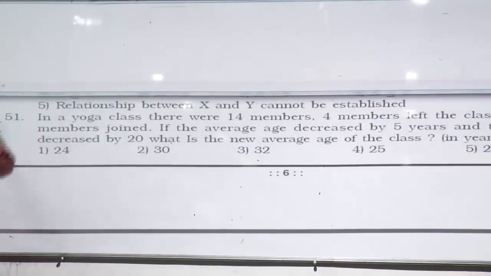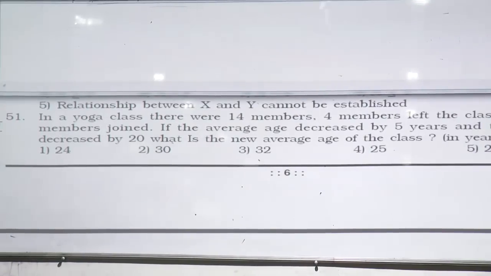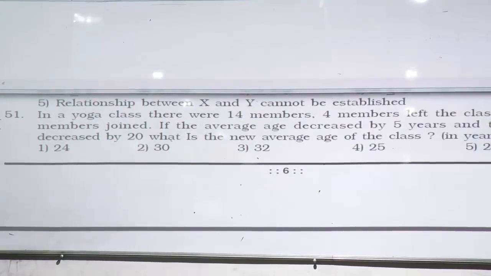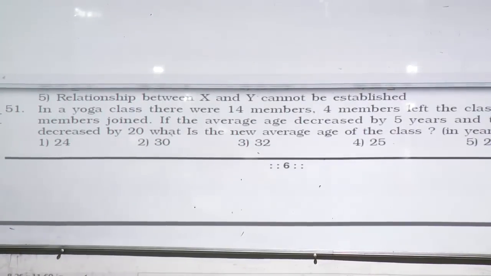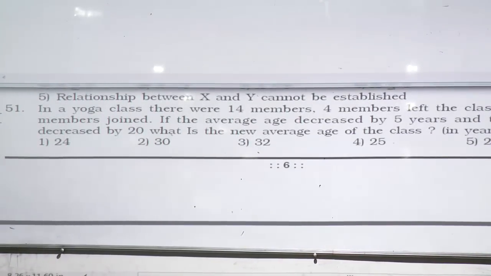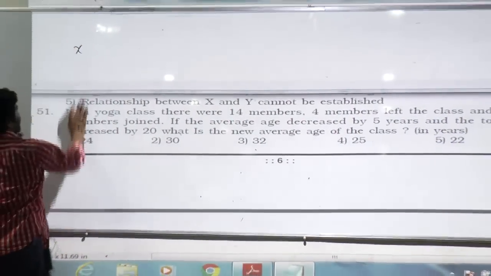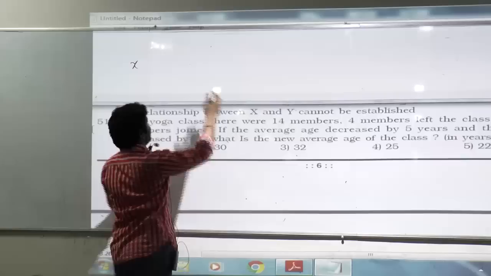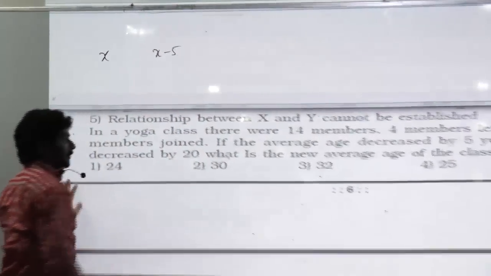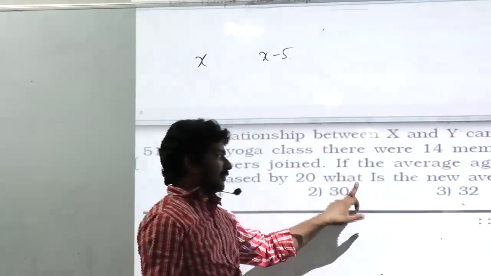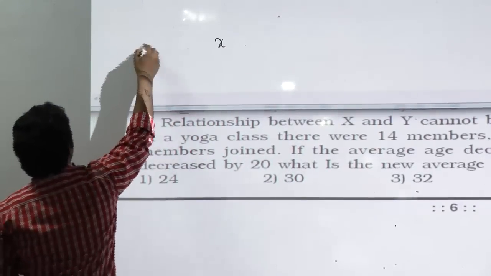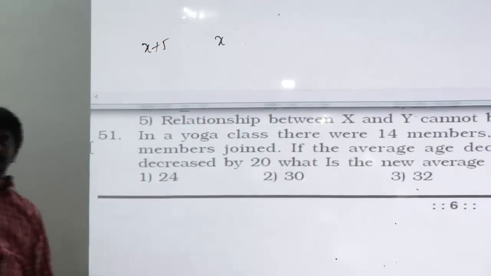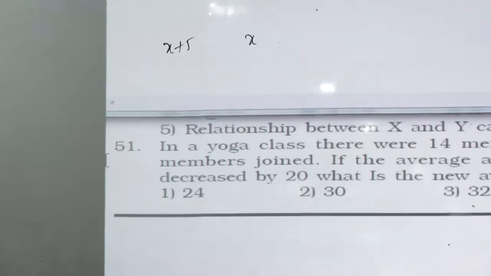In a yoga class, there were 14 members. 4 members left the class and 6 new members joined. So how many will be there now? 16. If the average is decreased by 5 and the total decreased by 20. What is your question? What is the new average? Let me take new average is x. Initial average becomes x plus 5, because directly you will get the x value.